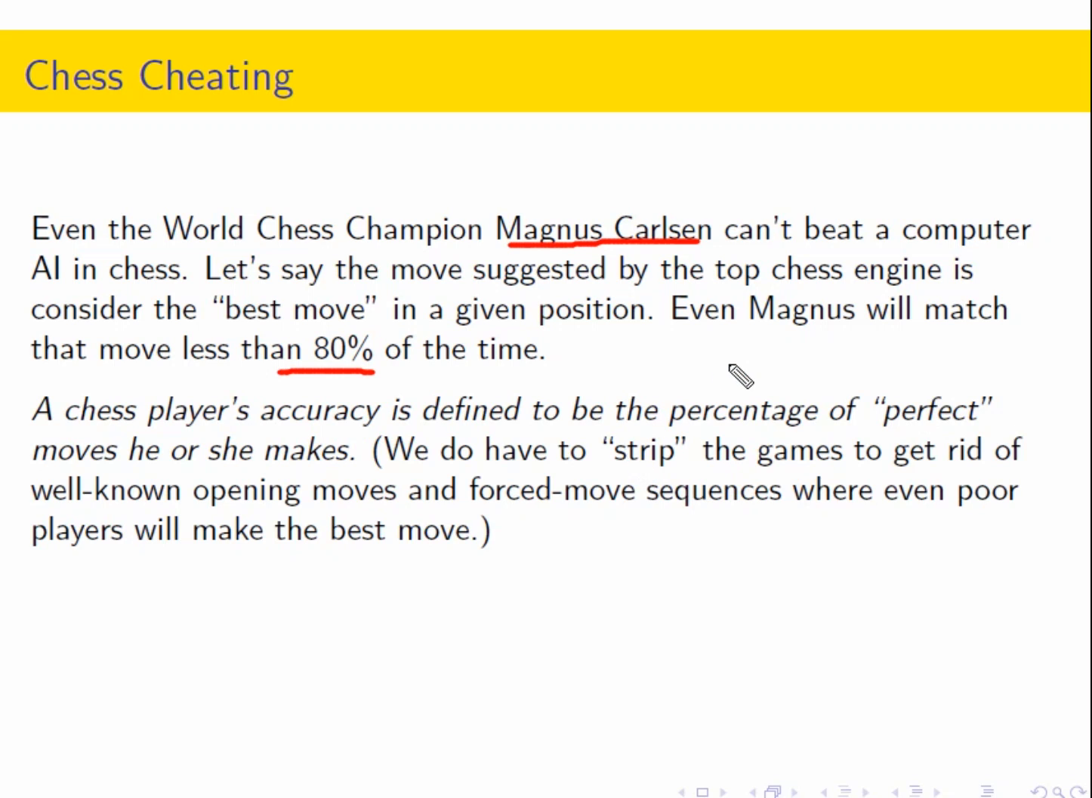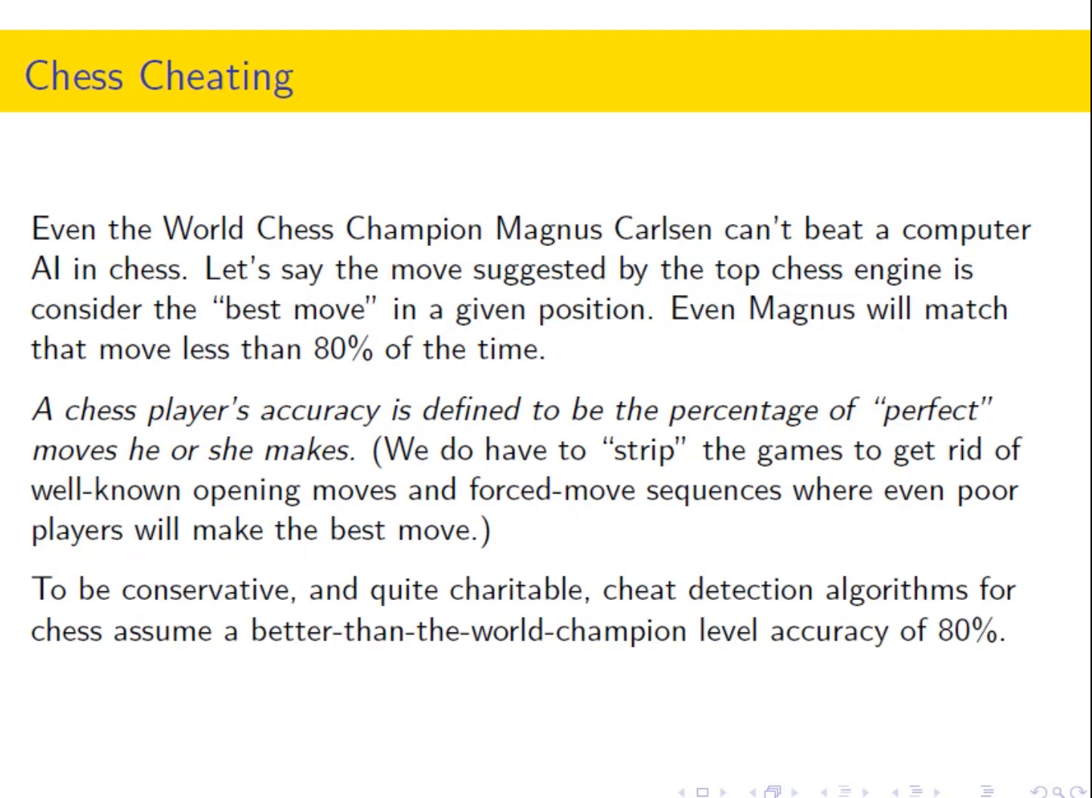The opening moves: grandmasters sometimes know as many as 20 or 25 of the opening moves, but even amateur players a lot of times know 5, 10, or 12 opening moves. So we strip out the known opening moves, and then there are also forced move sequences where your king's in check and you have to move, like everybody's going to play the same move because it's forced. That's what they do to detect chess cheats. They strip the forced moves and the opening moves out, and then they are very charitable, and they give the amateurs a world champion, grandmaster, super GM level of accuracy.